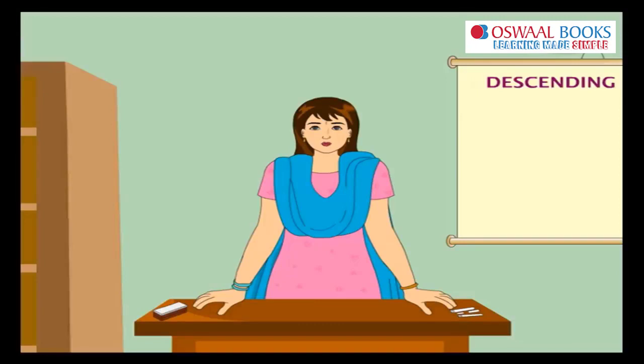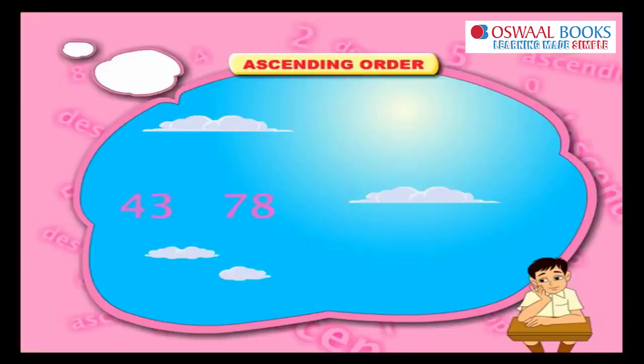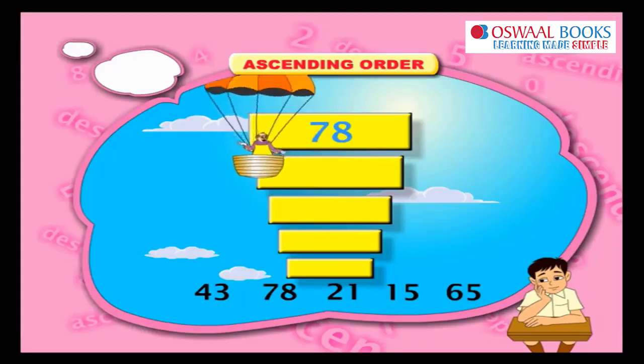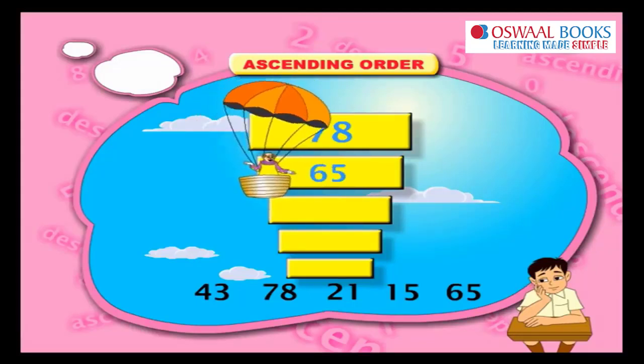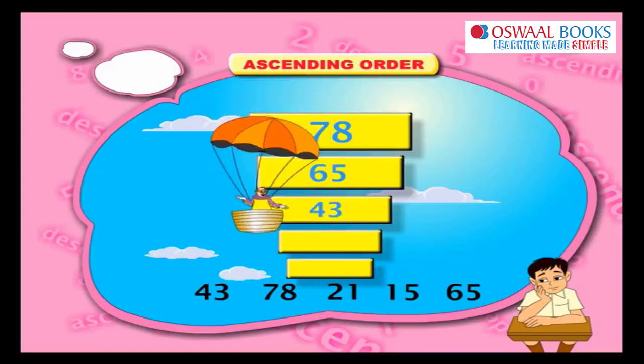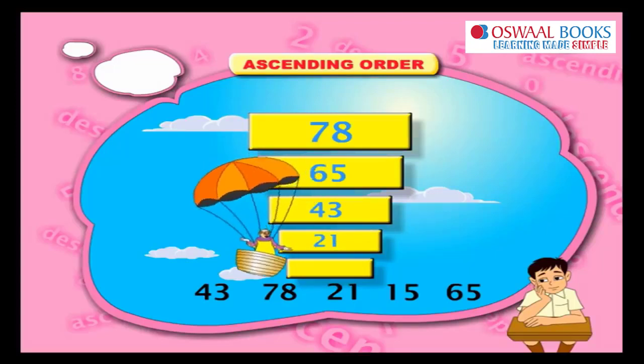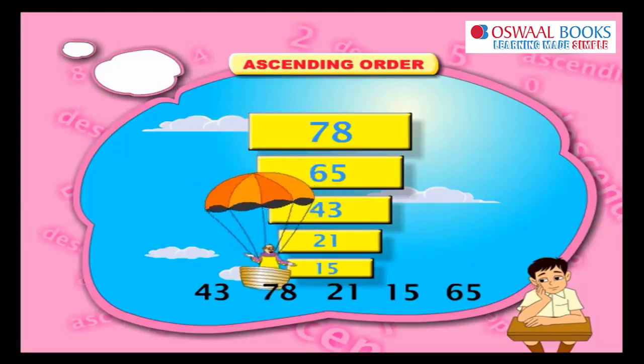Let us arrange these numbers in descending order: 43, 78, 21, 15, and 65. Here, all the numbers are two-digit numbers. We have to first compare the tens to arrange them. 78 is the greatest number with 7 tens and 8 ones. Next comes 65 with 6 tens and 5 ones. Then comes 43 with 4 tens and 3 ones. Then it is 21 with 2 tens and 1 one. And finally comes 15 with 1 ten and 5 ones.